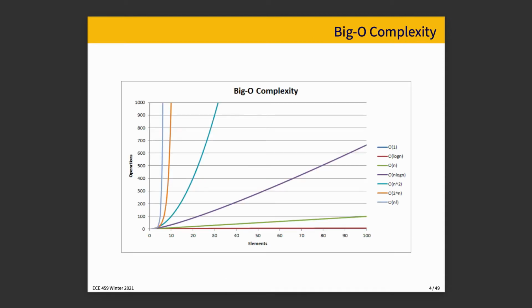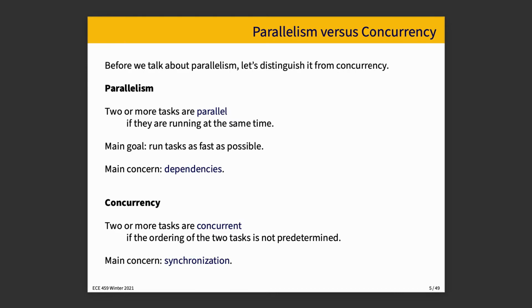Okay, and of course, if we look at our big O complexity graph, obviously, don't choose the wrong algorithm, otherwise everyone is sad. Okay, so a quick reminder is that parallelism is intended as a goal to try to get tasks to run as fast as possible. What can we accomplish? How do we do it? How do we do the most work in the least time?